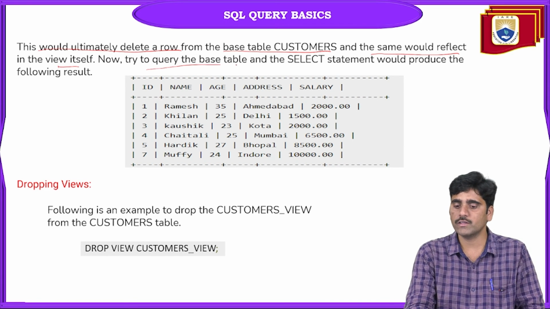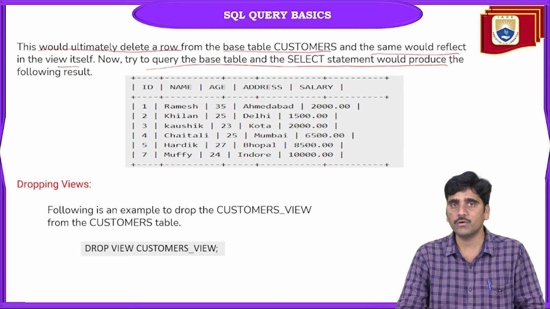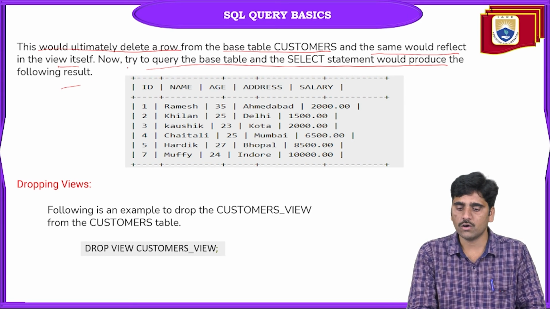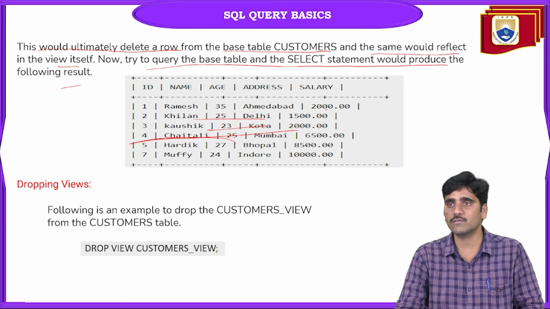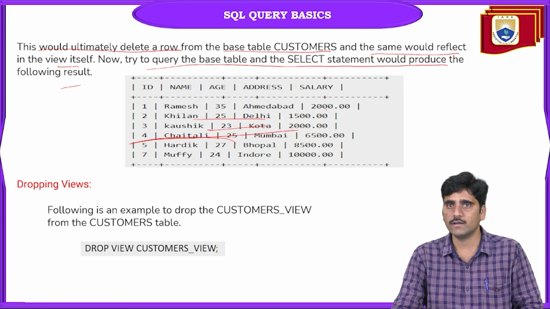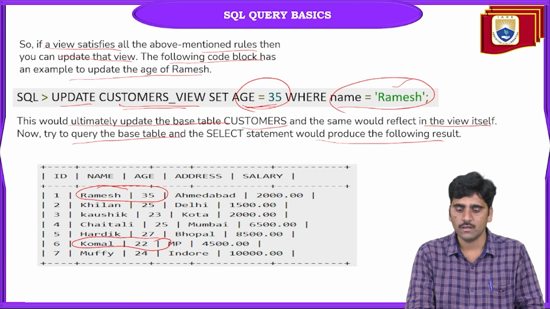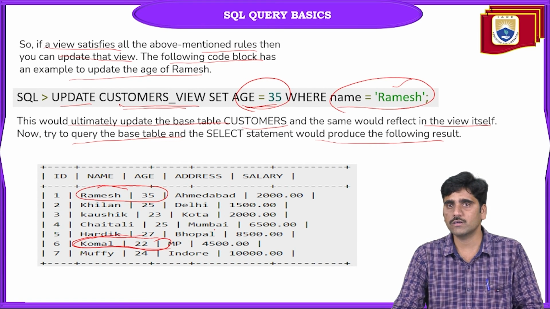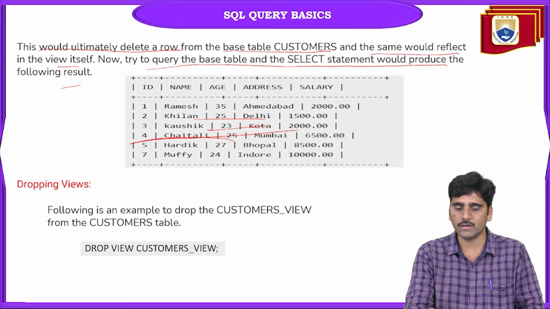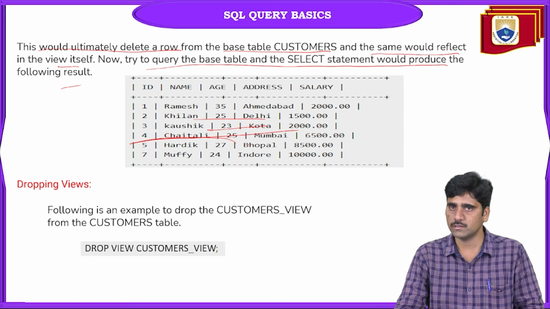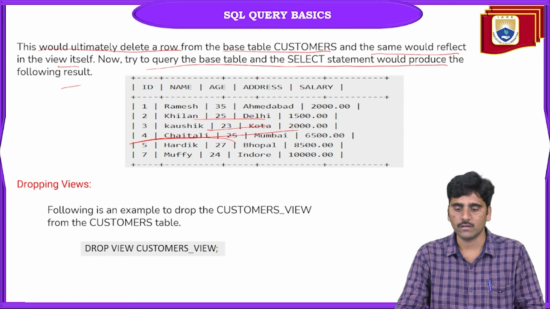Now try to query the base table, and the select statement would produce the following result. So here the age 22 is not present because the age 22 record is deleted. Komal, age 22, has been deleted here. After deleting, this is the table we are having. So this is the way you can delete. You can perform update, delete, and insert on the view.